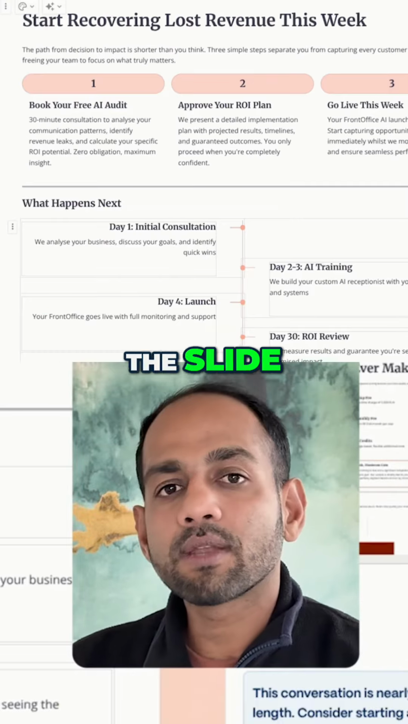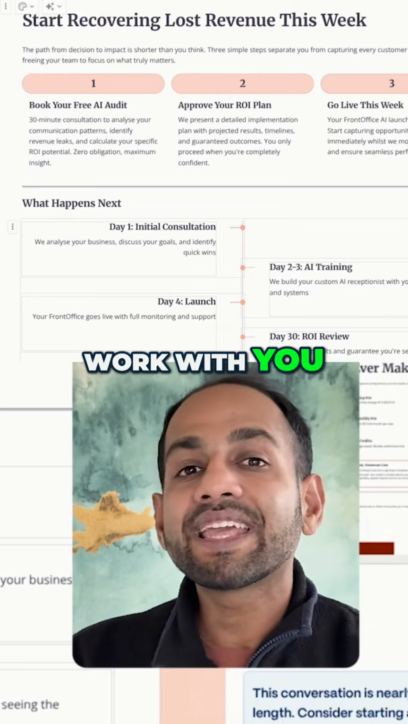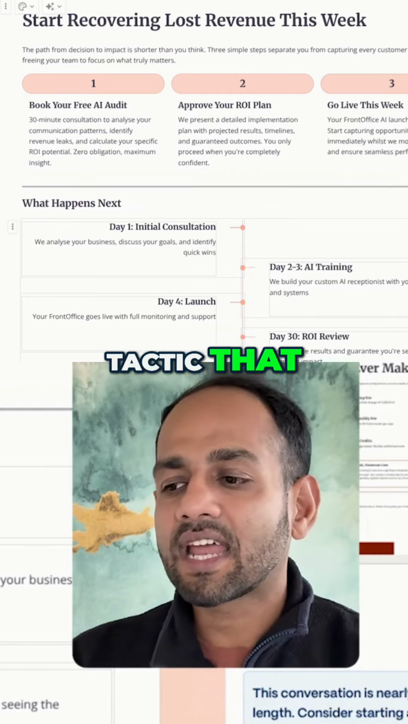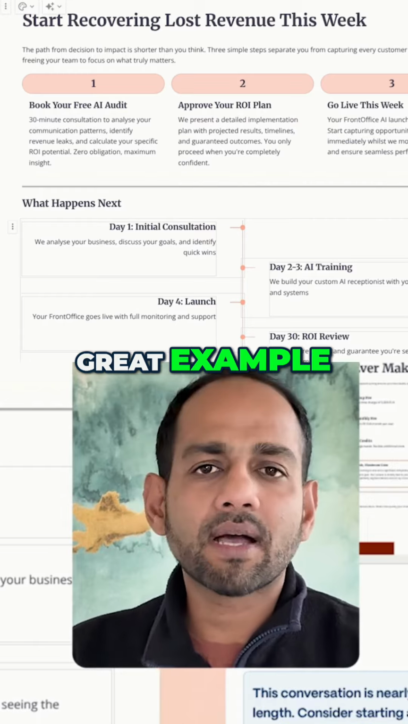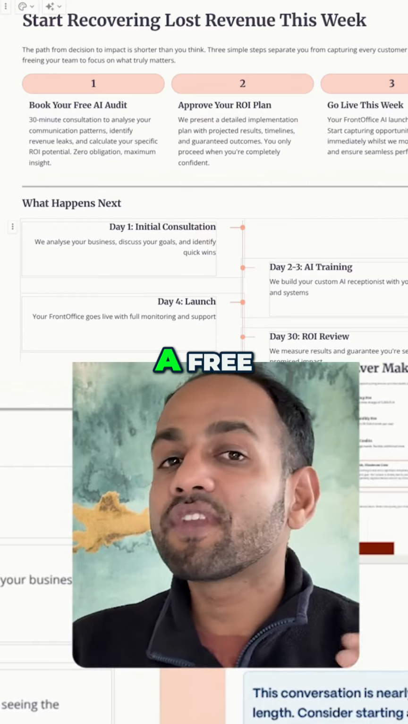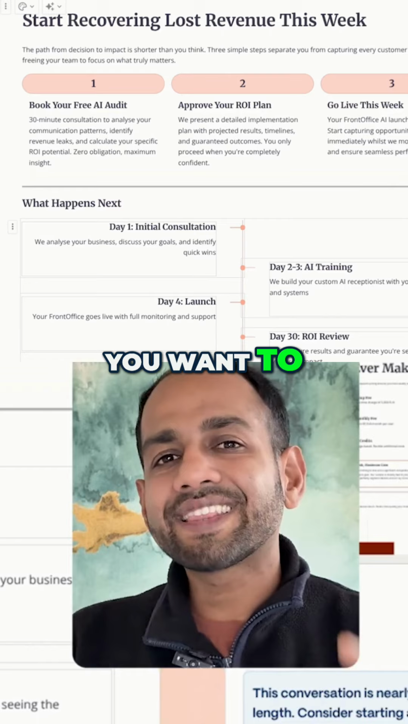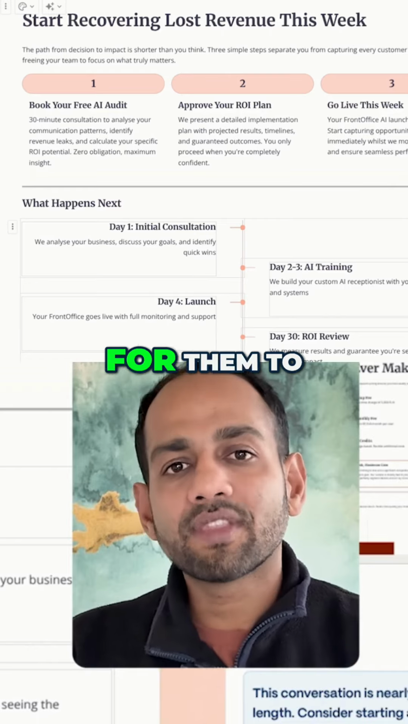Slide number 9 is the slide where you're going to talk about how to get started to work with you. Keep this simple. A favorite tactic that I use is to get started with something that's a no-brainer to say yes. An audit is a great example. A blueprint is a great example. A free workshop is a great example. You want to get the decision makers in the room so it's easy for them to say yes.